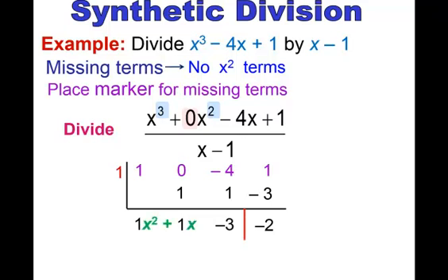So you're going to add the variables back in, reducing it by one exponent. So I end up getting x squared plus x minus 3 minus, because it's a negative 2 as my remainder, minus 2 over x minus 1.